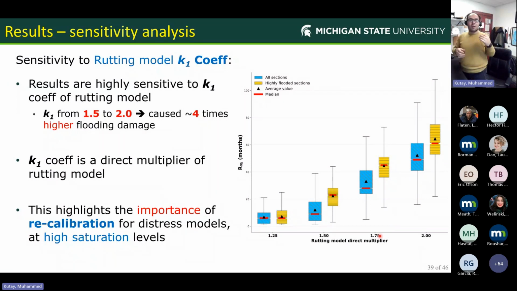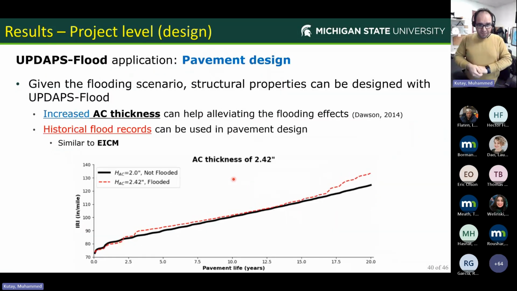So you need to run the repeated load permanent deformation test at different saturation levels to actually know how to choose this K1 coefficient, because the model results show a quite big sensitivity to this K1 coefficient.